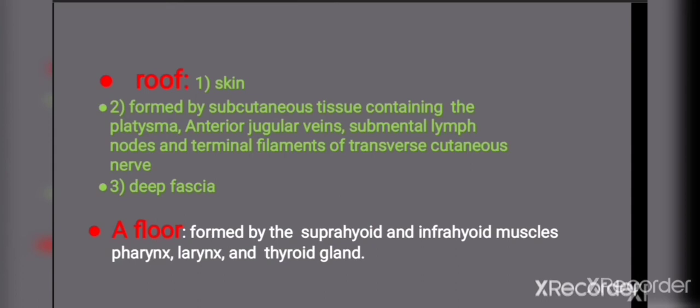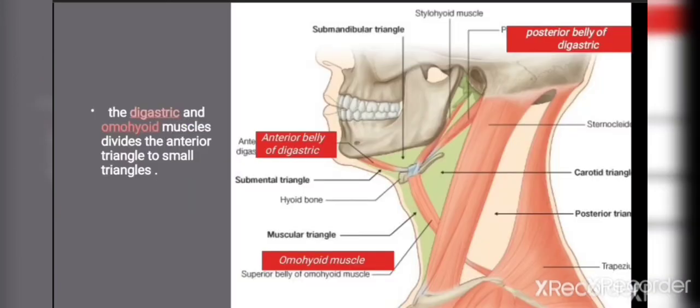Then in the floor, that is the deepest situated structures, lie in the floor. These are the suprahyoid and infrahyoid muscles, the pharynx, the larynx, and the thyroid gland. So this is the anterior triangle.